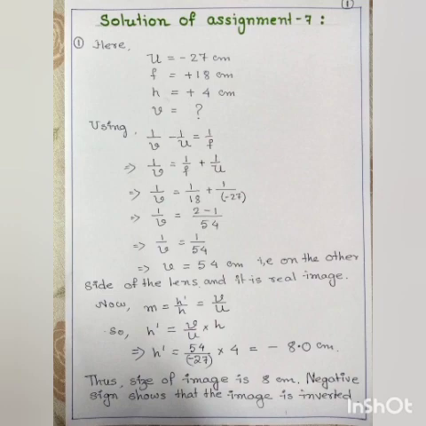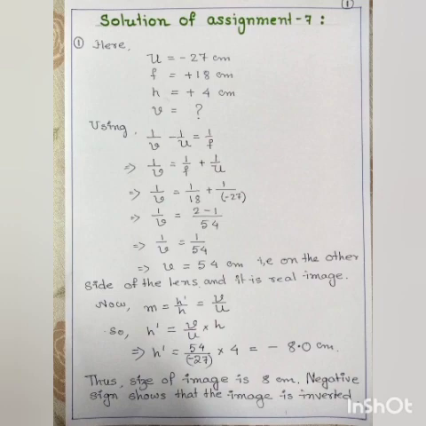So here the given conditions are: the object distance, that is u, is always negative, so u is minus 27 centimeter. The focal length of a convex lens is always positive, so f is equal to plus 18 centimeter, and h is the height of the object, that is plus 4 centimeter. As we measure the height of the object above the principal axis, it is also positive. And finally we have to find the distance of the image, that is v.